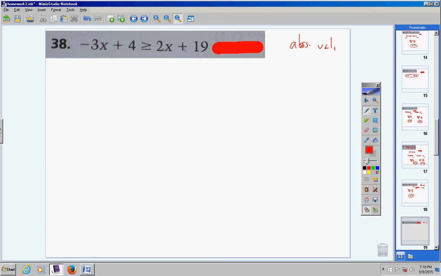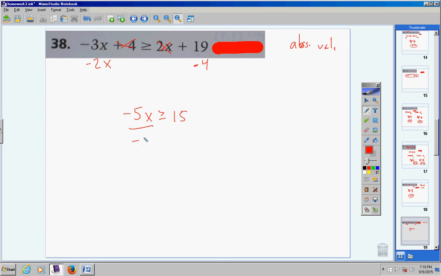Step 3, let's move your terms around, okay? So a positive 2x becomes a negative 2x. A positive 4 becomes a negative 4. Negative 3, negative 2, negative 5x. Bring down your inequality symbol. Positive 19, negative 4 is a positive 15.